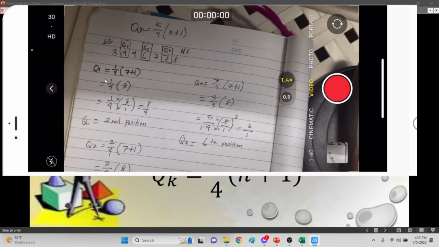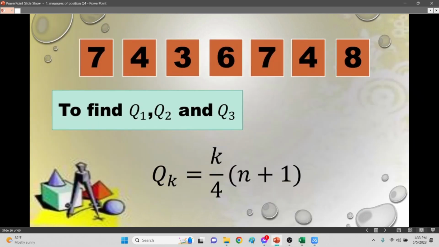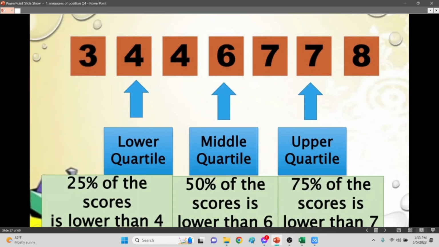Okay, so let's go back to our PowerPoint. Ayan. Okay, so as you can see, our fourth position, second position, the lower quartile, these are the 25% of the scores is lower than 4. Okay, so that's our explanation or our remarks for the quartile.